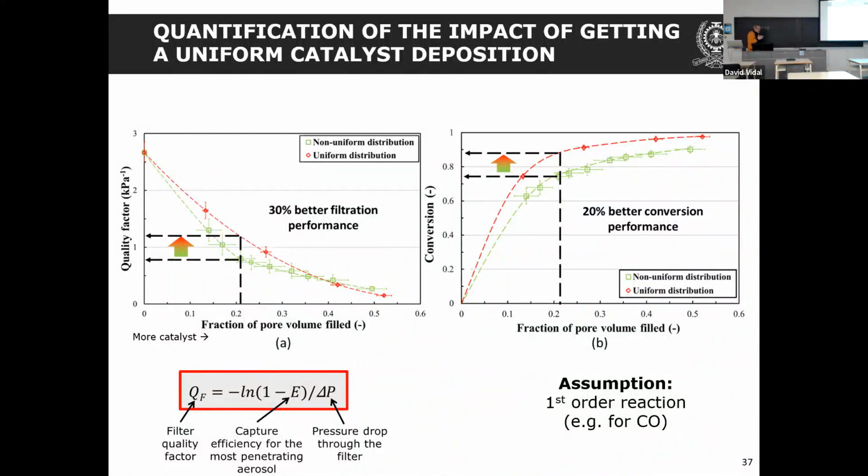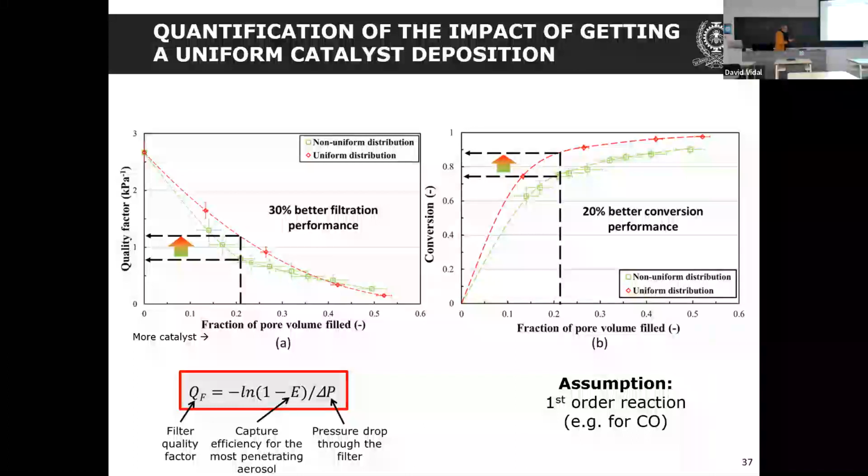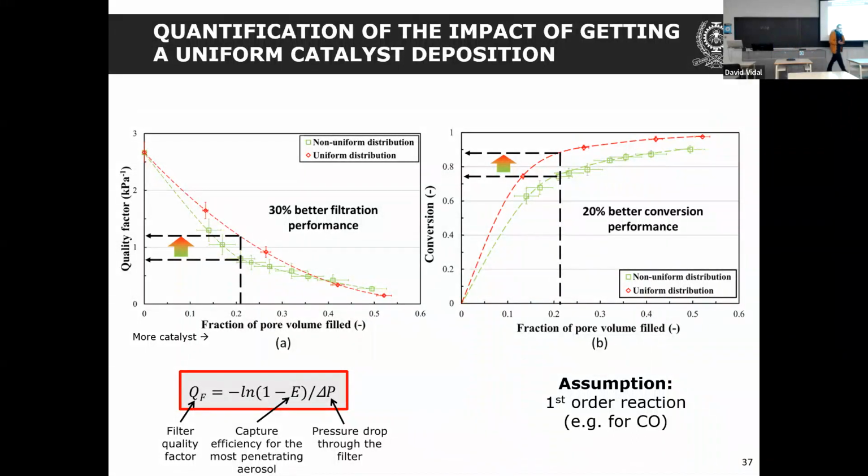The idea, I remind you, was to determine whether it is worthwhile investing a lot of money into a process that will make the deposition more uniform. Using those simulations, we were able to get what we call the quality factor, which is simply the ratio of the capture efficiency, E, divided by the pressure drop. The higher the quality factor, the better the material is filtering.